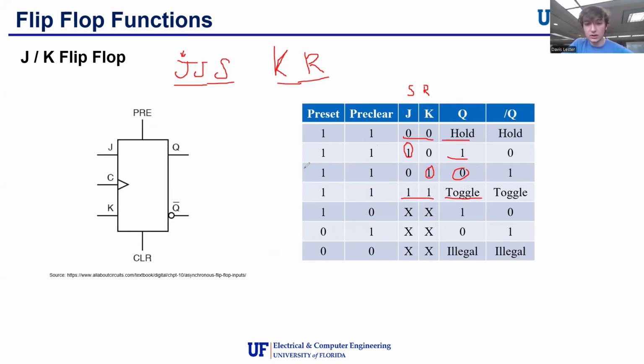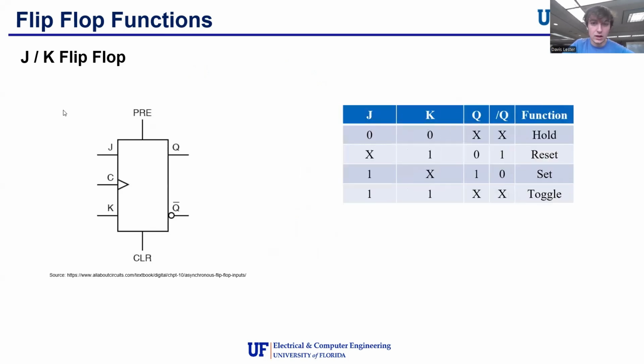So now we can take this and then remember that the preset and pre-clear still works as before. But now I can clear and go to the next slide, and we can simplify this table to this. So this table is actually one of the most important ones that I would, if I were to remember anything. So we know that J is like S and K is like R. So if I have, for instance, Q as 0, right? Let's say Q is 0.